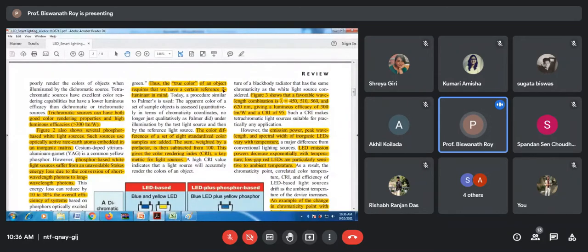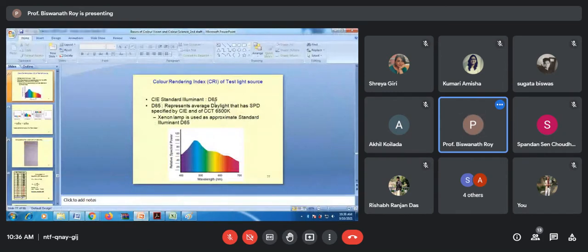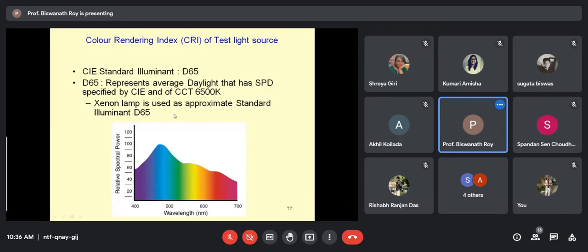So this is what we said the last day, true color of an object, that is object color. True color of an object requires a certain reference illuminant in mind. So now CIE has already given a certain reference illuminant. This is the reference illuminant, CIE standard illuminant D65, D for daylight, and it represents... Can you see the slide? Yes, sir. Okay. So true object color is measured in the laboratory with the help of a reference standard illuminant.